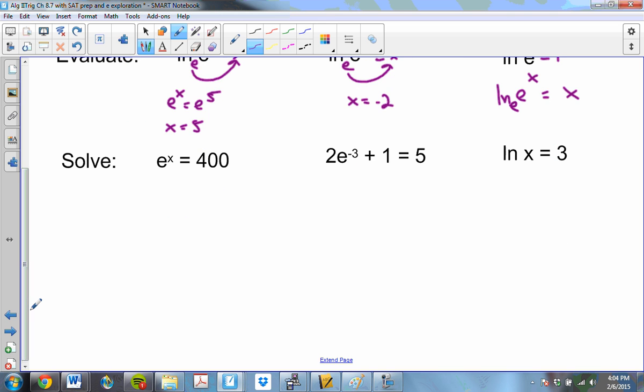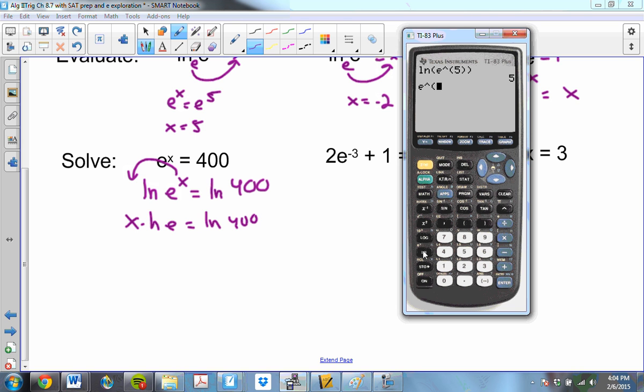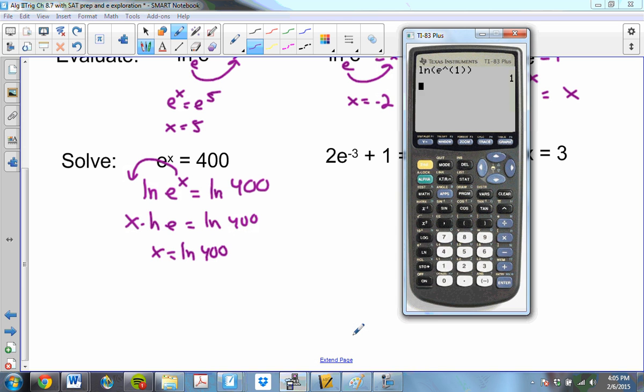I can also do some solving. If e to the x equals 400, I take a natural log of both sides. Natural log of e to the x equals natural log of 400. The x comes out in front, so x times the natural log of e equals the natural log of 400. But the natural log of e I know is 1. Just to convince you, the natural log of e to the first is 1. The natural log just basically undoes the e. Then we get that x equals ln 400. That's something we could calculate if we were so inclined. The natural log of 400 is 6.